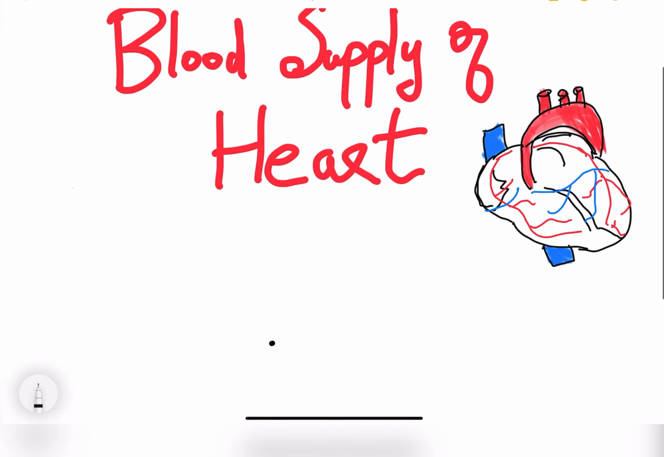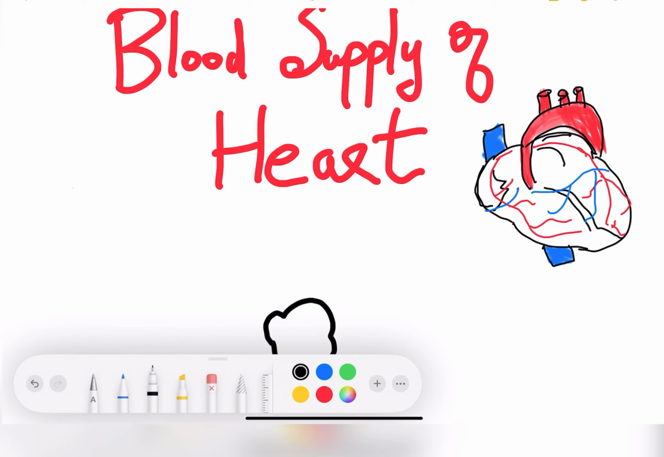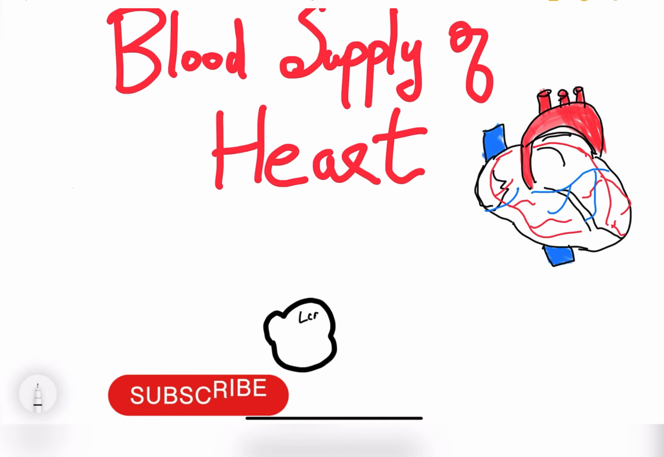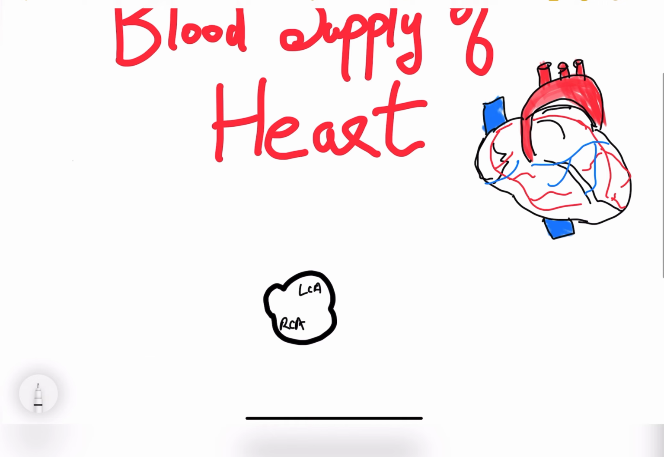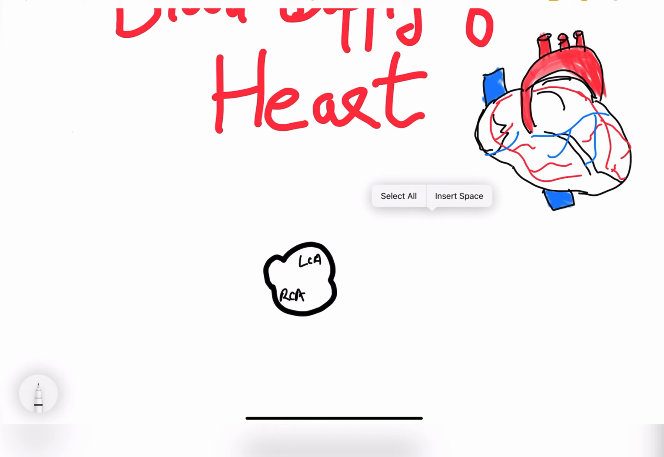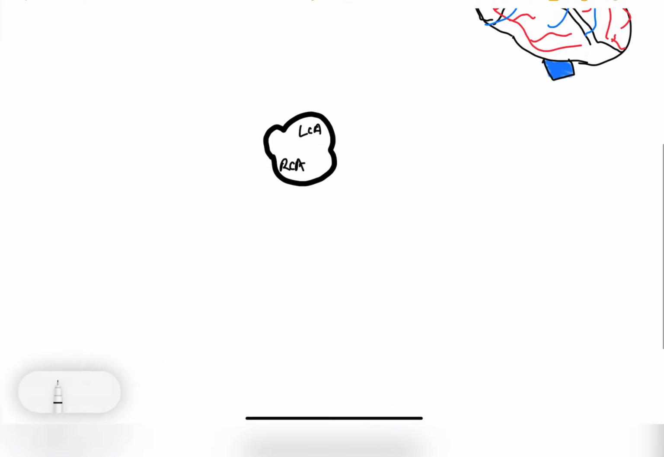So let us begin by defining the right and left coronary arteries and their emergence. First, the right coronary artery and left coronary artery emerge from the sinuses. Before we go in depth, let's first define the posterior and anterior wall of the heart.